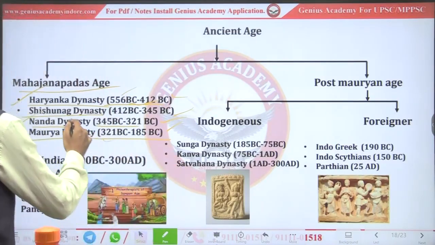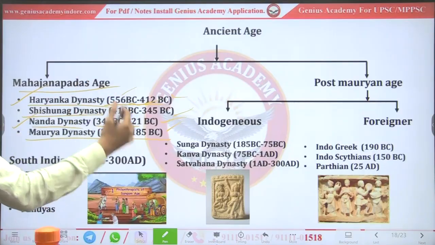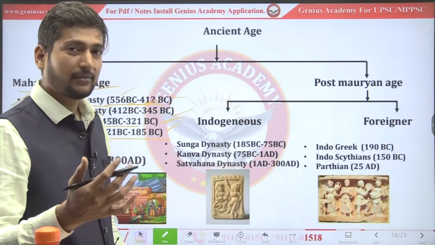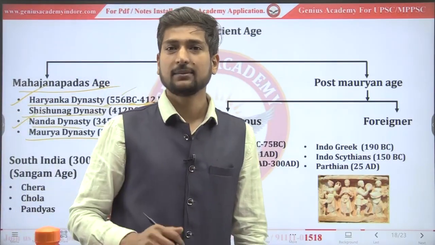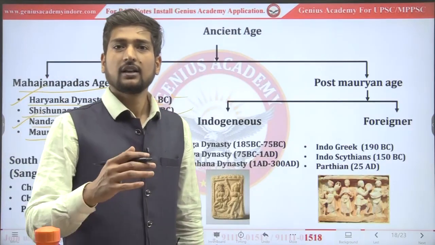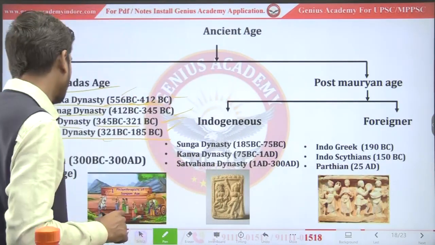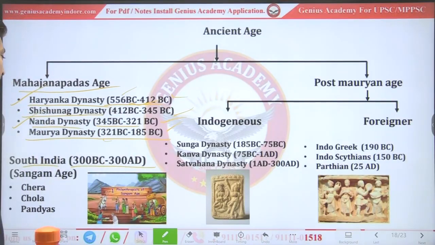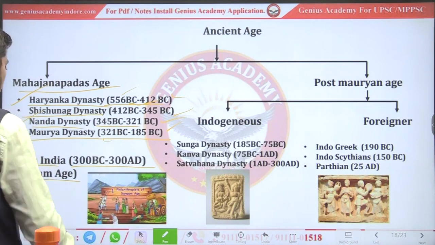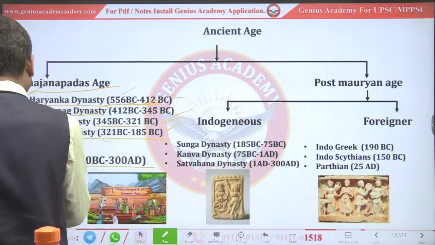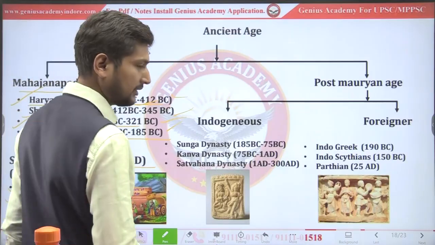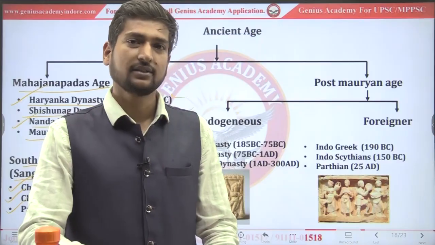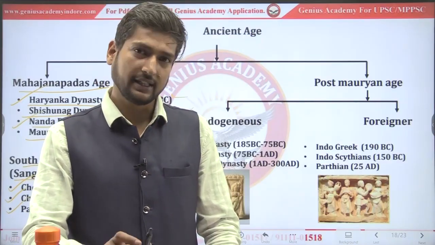At this period, when in North India there was the Mahajanpad age and the Maurya period, at the same time there were three major kingdoms in South India. They ruled from 300 BC to 300 AD. That is the Sangam age, with the Cheras, Cholas and Pandyas. These are the three important and earliest dynasties we know about in South India.